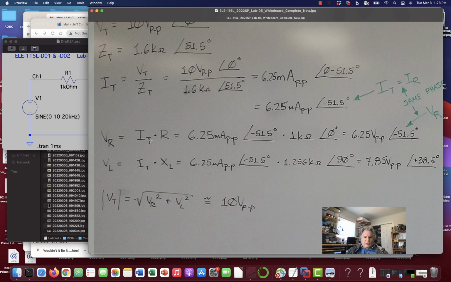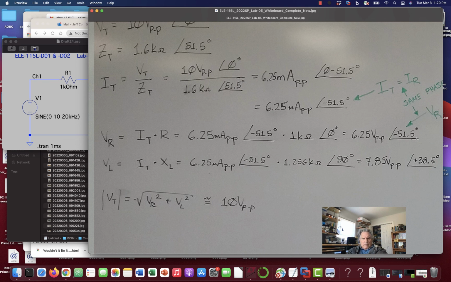So VR is equal to IT times R, and we've got 6.25 milliamps peak to peak at minus 51.5 degrees times 1,000 ohms at 0 degrees. Resistors are at 0 degrees because there's just no phase shift in them. Everything happens immediately. And when we multiply that out, we get 6.25 volts peak to peak at minus 51.5 degrees.